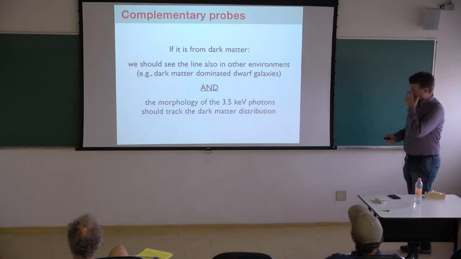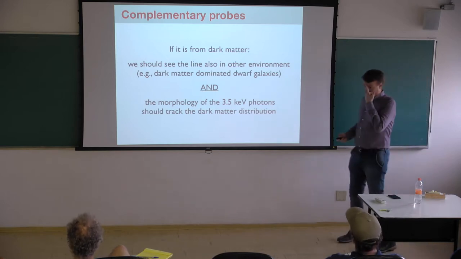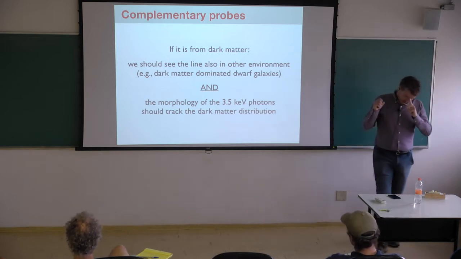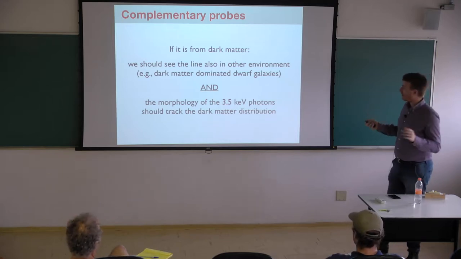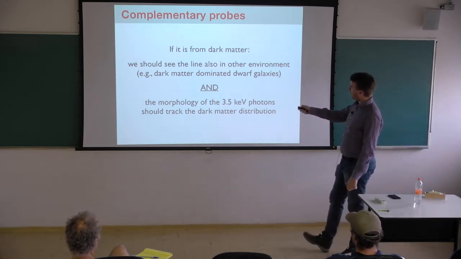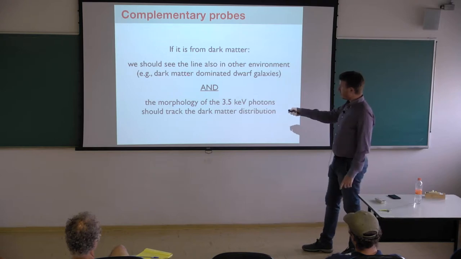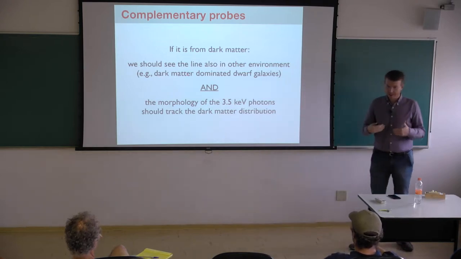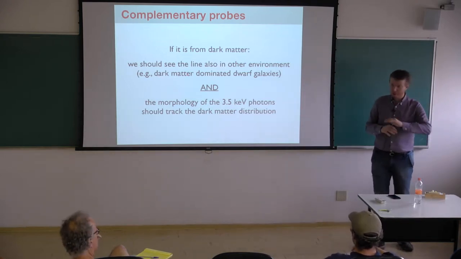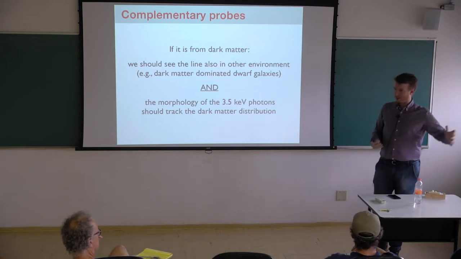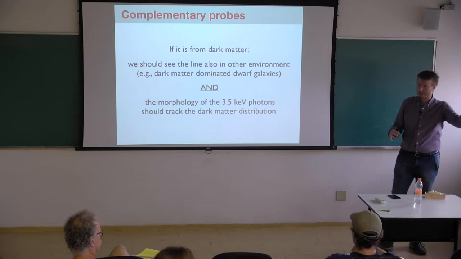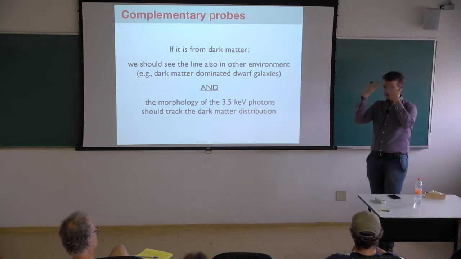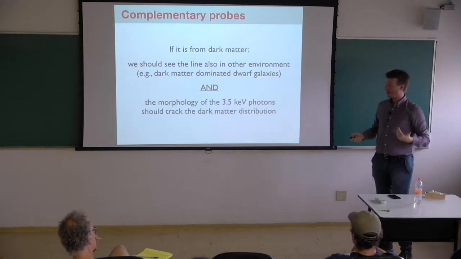So let's try to do something else. If it is from dark matter, which is what we really hope, we should see the line also in other environments. For example, in an environment which is totally dominated by dark matter and is potassium-free. If this is just dark matter decaying, and I look at the place where there is most dark matter and no potassium, I should see lots of 3.5 keV photons hitting my head.